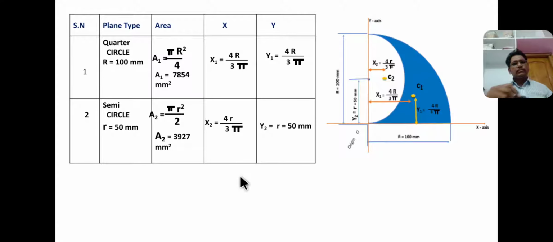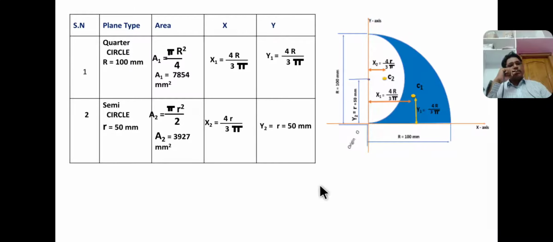Now here capital R equals the radius of a quarter circle, so A1 equals pi r square by 4, the area of a quarter circle, and area 1 equals 7854 mm square, and small r equals 50 mm, the radius of a semicircle. Semicircle is a hollow section, so you have to subtract the value of area 2 from area 1. Area 2 equals pi r square by 2 for semicircle, 3927. So these are the x and y values from the figure.